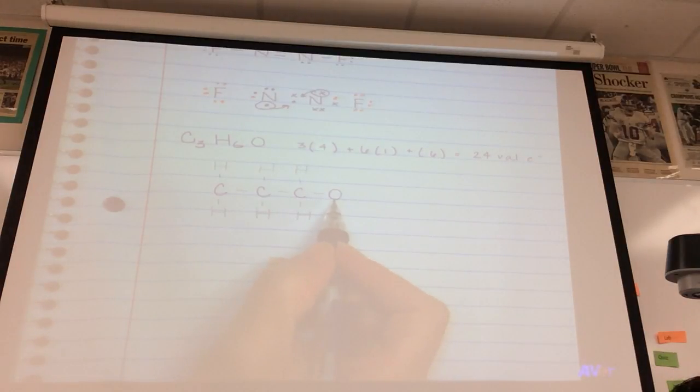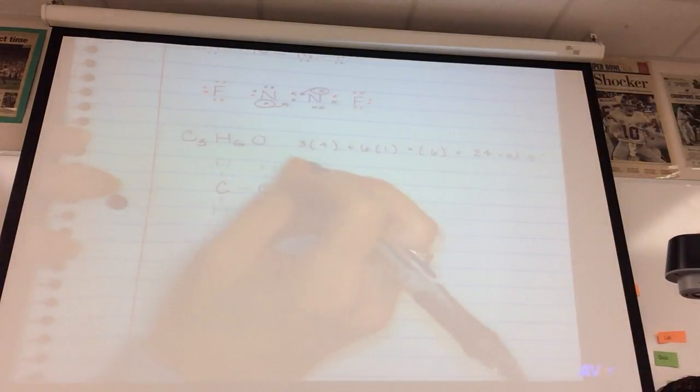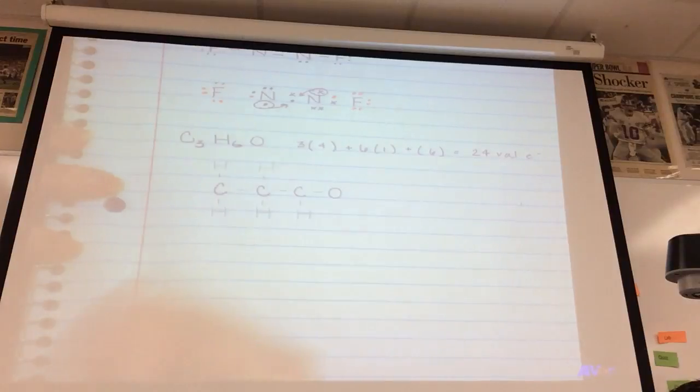How many bonds does oxygen want to form? Two. With how many lone pairs? Two. So, right now we only have a single bond. What might we do? Which hydrogen do you want to move? The one on top of the last C. Here? Yeah. And where do you want to move it? To the left of the first C.